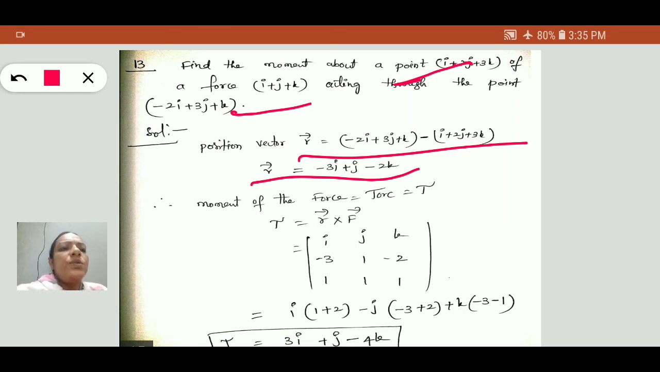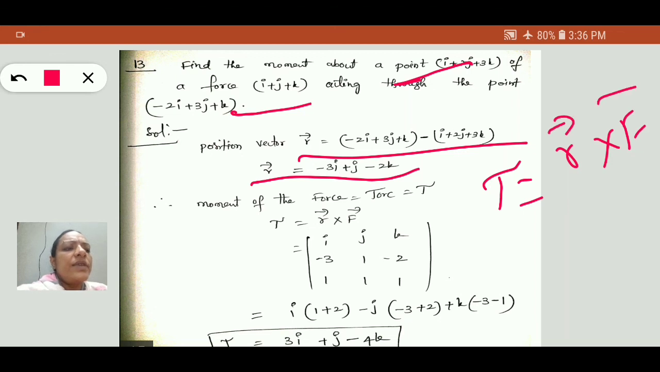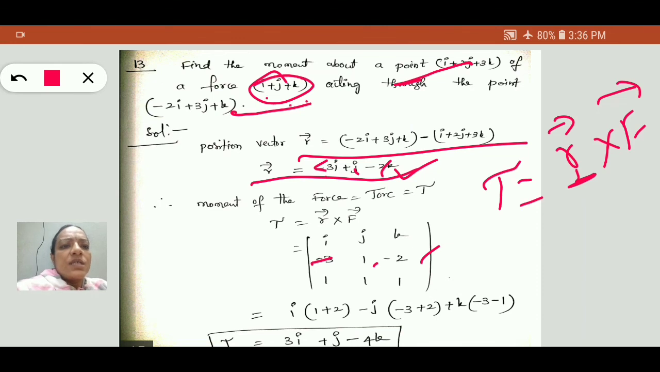Find the moment of the force. The moment of force, that is tau, can be written as the cross product of the position vector and the force vector. The force vector is given as i plus j plus k. The position vector we have already calculated. So that is r cross F in the determinant method: i, j, k, then the coefficients of the r vector, minus 3, 1, minus 2, and similarly for the force vector, 1, 1, 1.